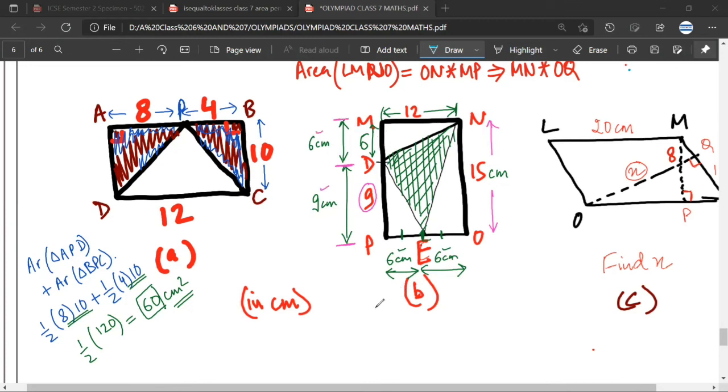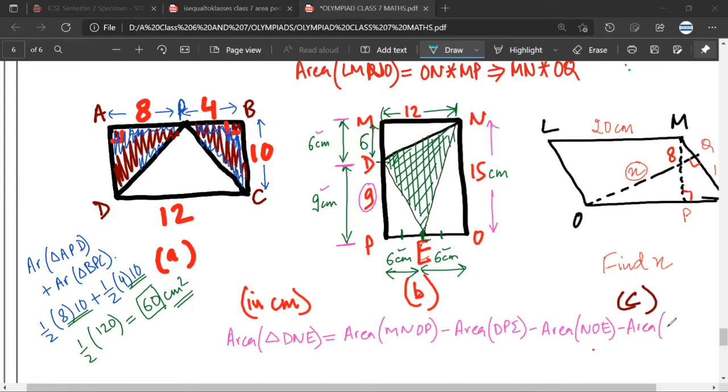Mr. Sarthak, do we agree? Yes, sir. So what you did was to find the area of the shaded triangle DNE. You found the area of the full rectangle MNOP. You subtracted the area of triangle DPE, you subtracted the area of triangle NOE, and you subtracted the area of triangle MND. Is it correct? Yes, sir. So Mr. Sarthak, any doubt here? No, sir. So area of rectangle MNOP would be equal to 15 into 12. Minus area of DPE. This is the area that I'm talking about.